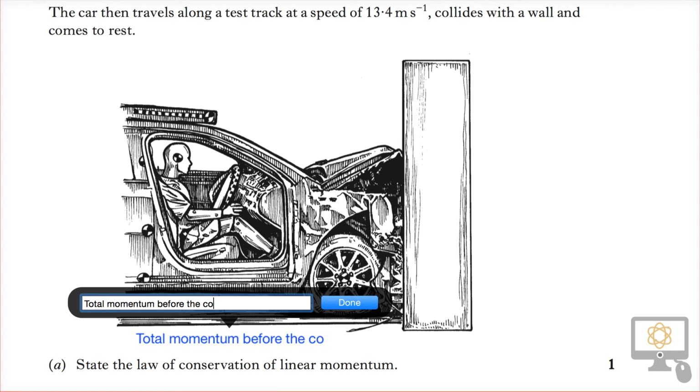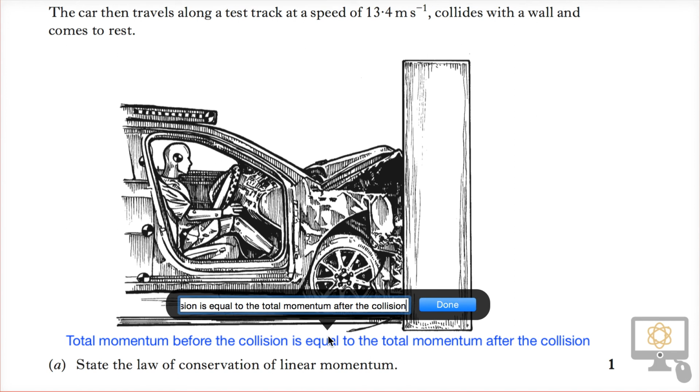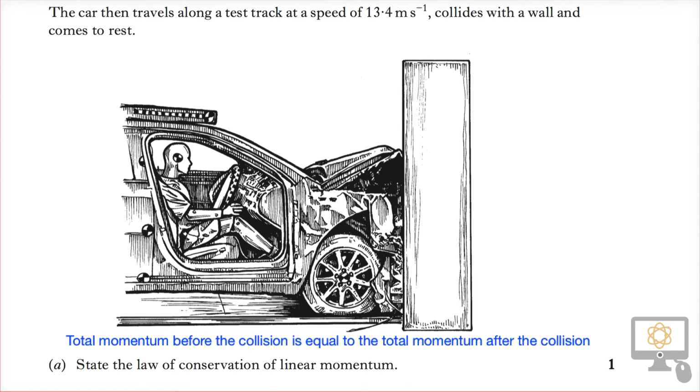before the collision is equal to the total momentum after the collision. So that's the first thing you must say, and that will give you half a mark. So you don't even get a full mark for saying that.